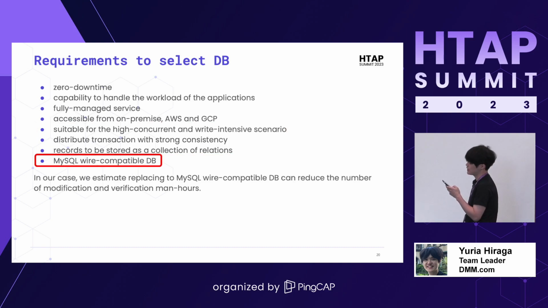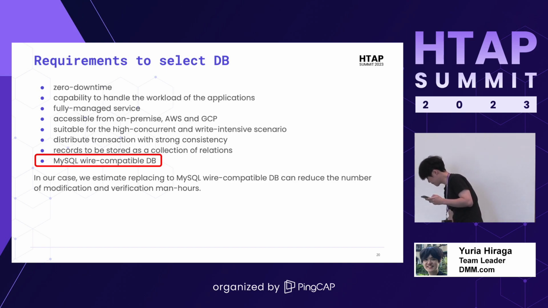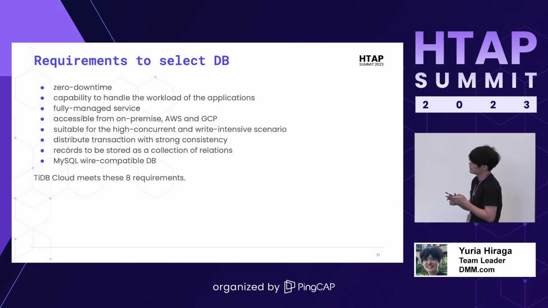Last one is a MySQL wire compatible database. We want to migrate databases as soon as possible. In our case, we estimate that replacing with a MySQL wire compatible database can reduce the number of modification and verification man-hours. TiDB Cloud meets these 8 requirements, so we selected TiDB Cloud.